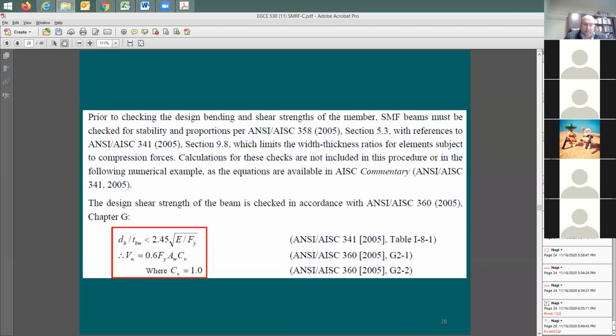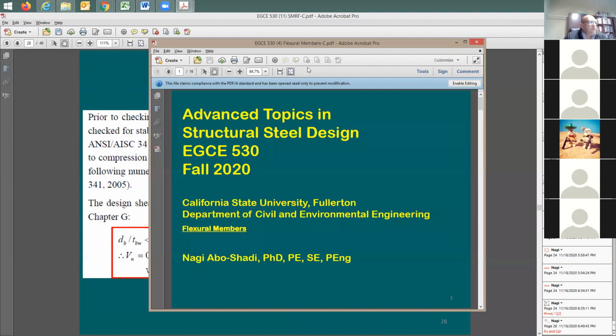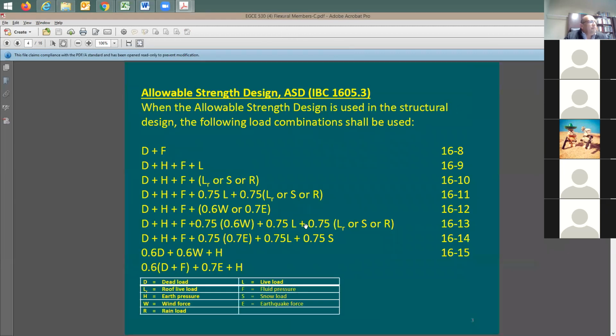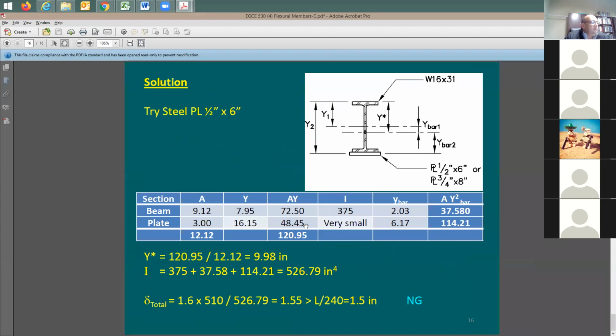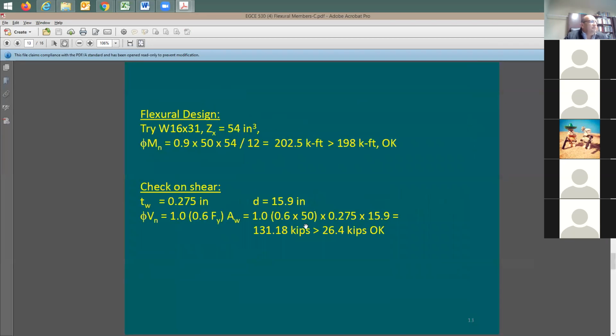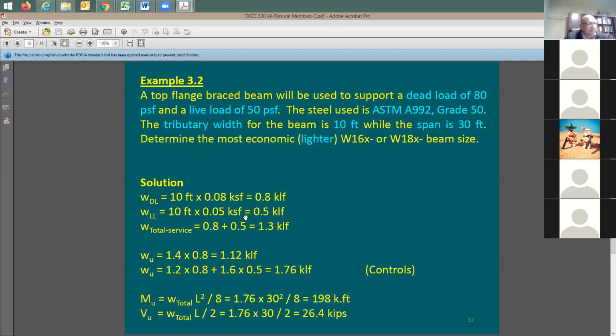I think 7.75. Here is what we have done before. We come to the shear check. We have done it here, right? Did we? Yeah. What phi factor do you use for the shear? 1. Oh, so where did you get the 0.75 from?